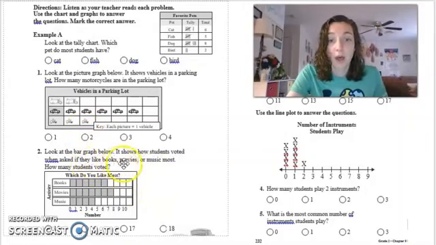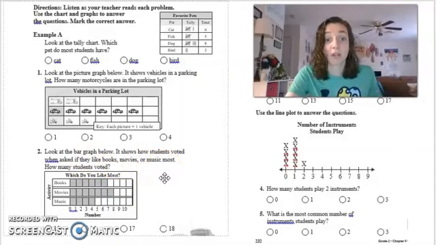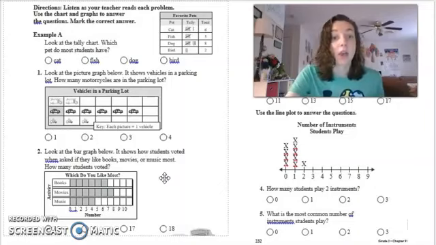Look at the bar graph below. It shows how students voted when asked if they like books, movies, or music most. How many students voted? Okay, all this question wants to know is how many students all together voted.